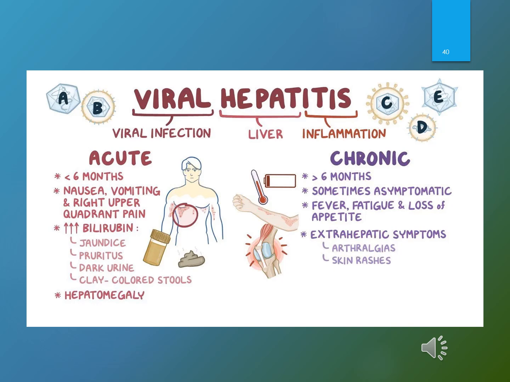Acute, you're going to have that nausea and vomiting and that right upper quadrant pain. Bilirubin's going to be up. That means jaundice, pruritus, that's that itchiness. The dark urine, clay-colored stools. And then hepatomegaly. That's probably going to be important to know. Under chronic, sometimes they're asymptomatic. Sometimes they'll have fever, fatigue, loss of appetite. And then there can be extrahepatic symptoms like joint pain, the arthralgias, and then also skin rashes as well.